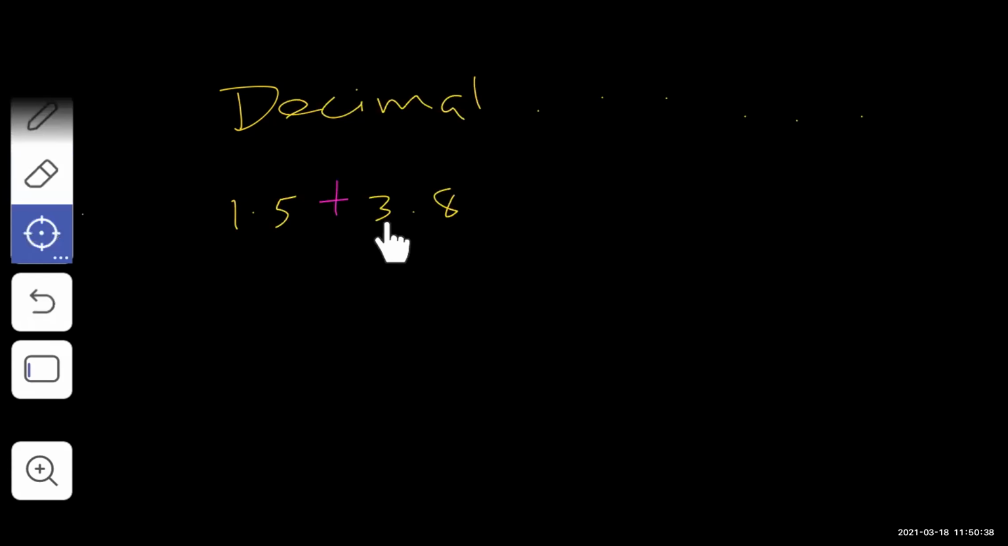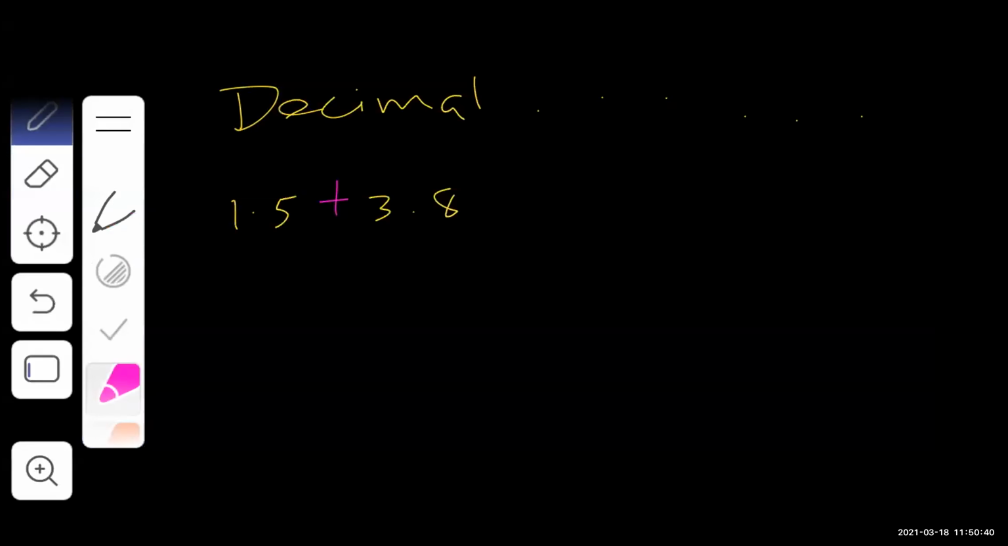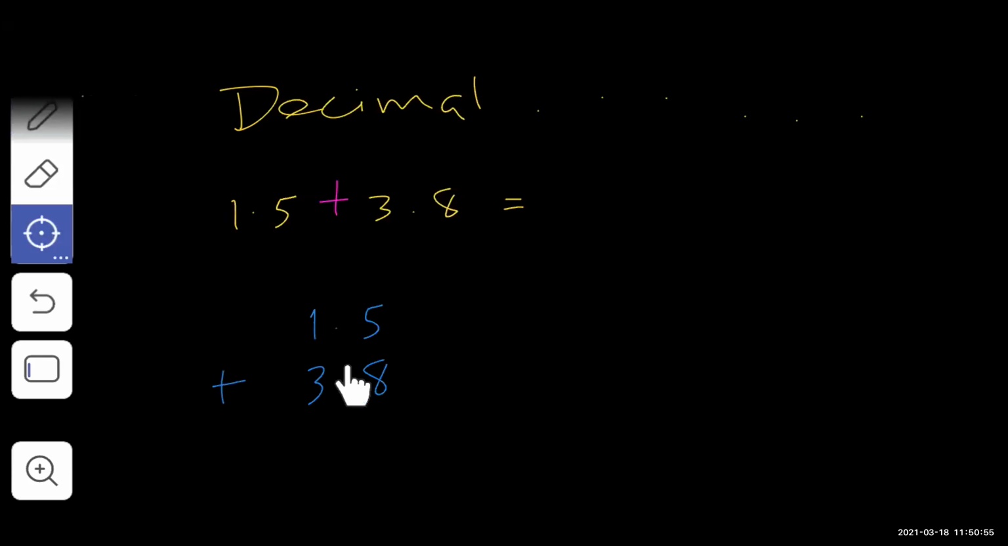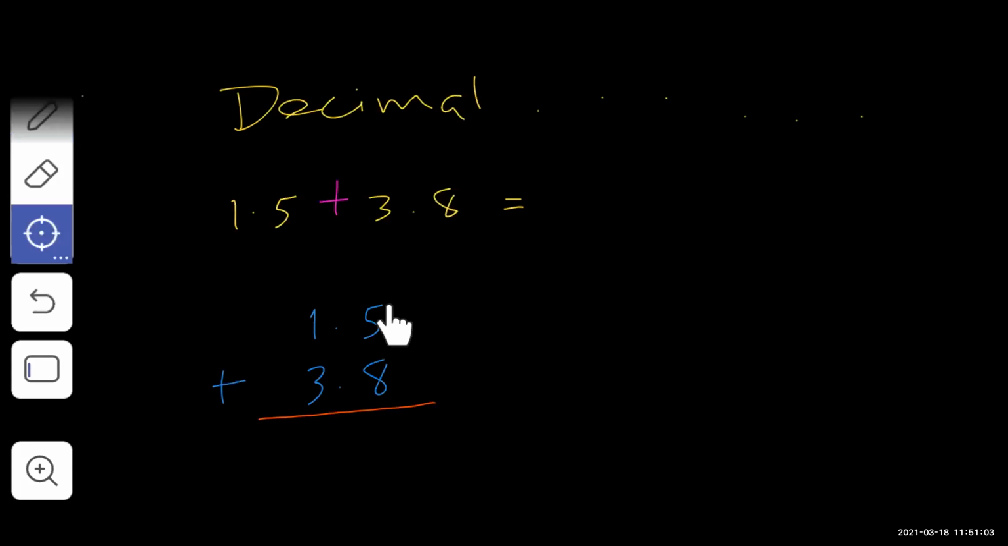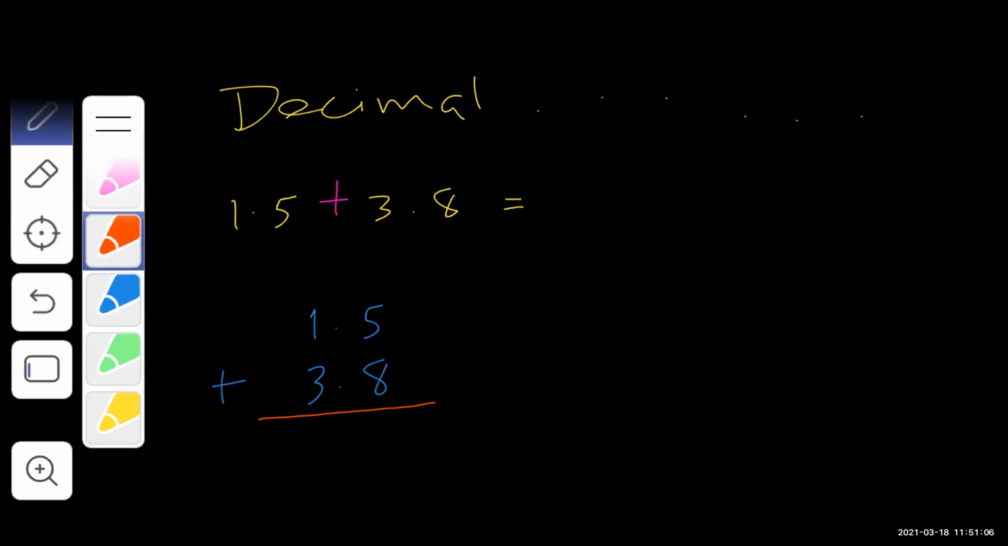You can do this horizontally, but instead of doing it horizontally, I recommend you do it vertically: you rewrite this as 1.5 plus 3.8. You put the points together, and then you set up the numbers right there. Let's do this one as you used to do it when you were in school. 5 plus 8. What is 5 plus 8 equal to?